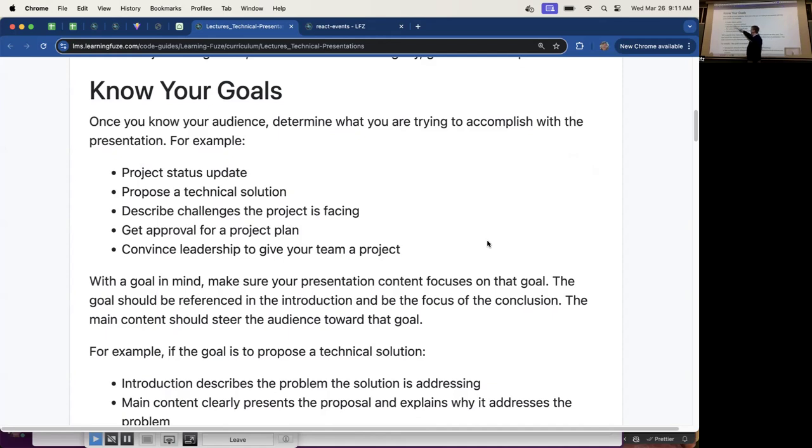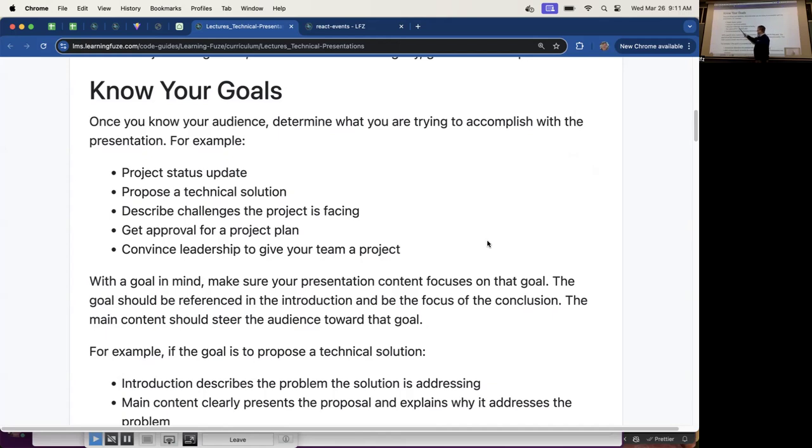So for example, here are some reasons you might be giving a technical presentation. You might be asked to give a status update on your project. Happens a lot. Where are we? How is it going? And so on. Maybe the goal is just information. That's a reasonable goal. Maybe you have an idea on how to solve a technical issue you're facing, and you have a proposal for a technical decision, a technical solution. And so you want to present the solution and get feedback on it.